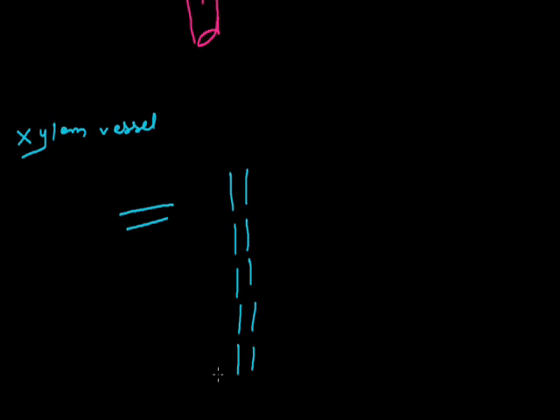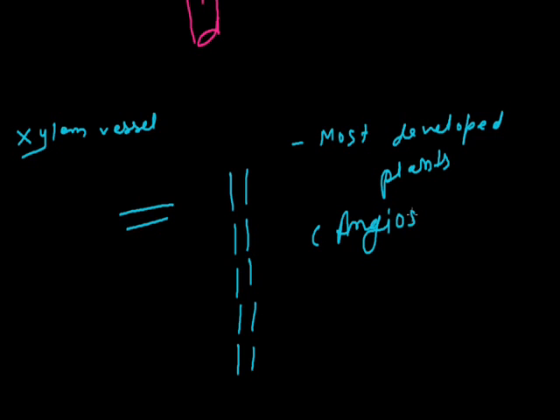Next is the xylem vessel. These are again a kind of pipes. They also serve as a channel. Xylem vessels are basically found in the most developed plants, especially angiosperms. These are present in this kind of plant. Angiosperm plants contain pipelines from the root to the rest of the parts.